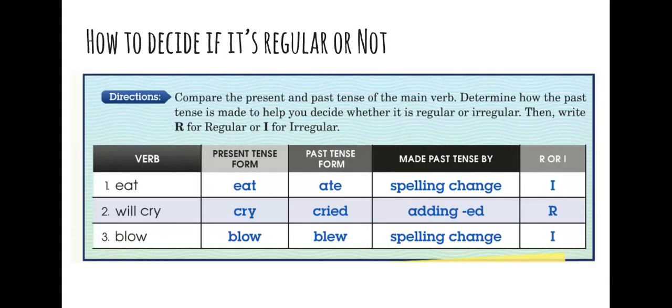So let's look at some more examples. We have eat. The present tense form is eat. The past tense is ate. It is made past tense by spelling change, so it is an irregular verb. Will cry. Present form is cry. Past tense is cried. We had to add ed, so it's a regular verb. It does have a little bit of a spelling change, but we don't count the Y to I as a spelling change. And then we have blow, blew. There was a spelling change, so it's irregular.